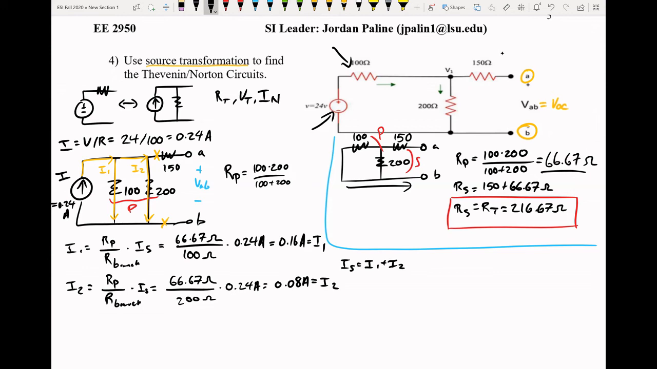Okay, so now that we have these, all we need to do is for V of 1, which I'll call that one V of 1, and this one will be V of 2. So V of 1 will just be I1 times R100, which will be equal to 0.16 amps times 100.